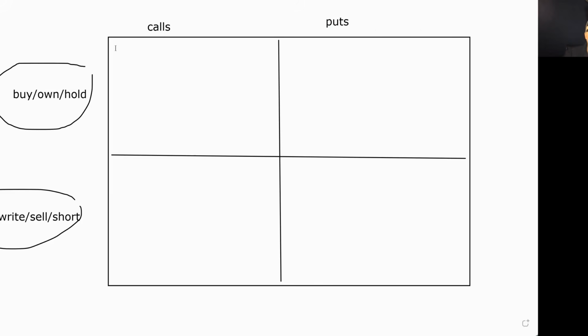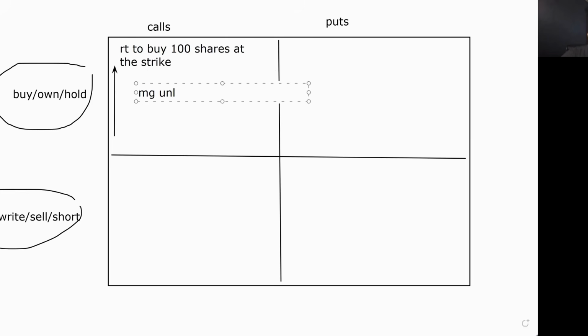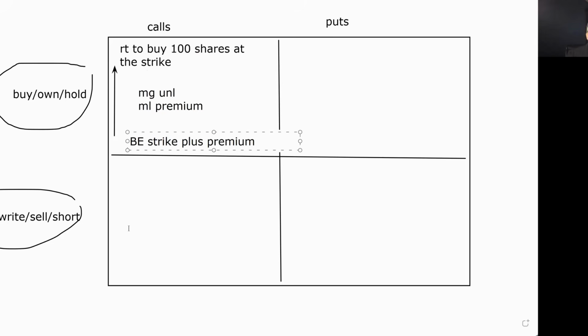So if I buy a call, what do I have? I have the right to buy 100 shares at the strike price until expiration. It means I want the stock to go up because I can make money that way. So I'm bullish. My max gain is unlimited. We didn't talk about this, but you should know this. Max loss is the premium. Now, break even is strike plus premium.